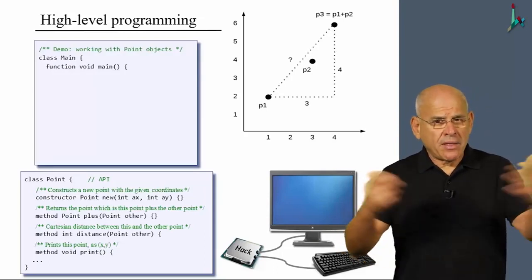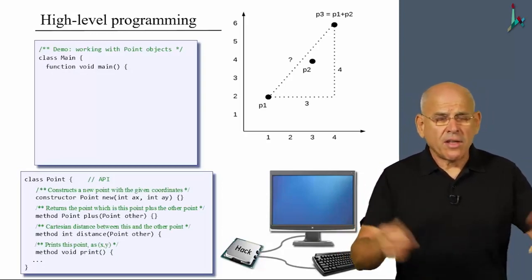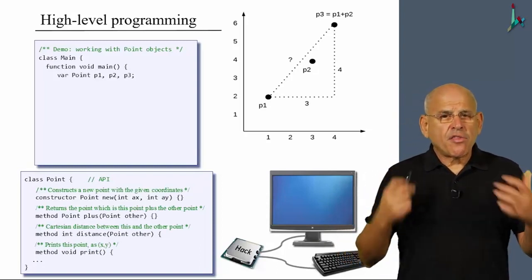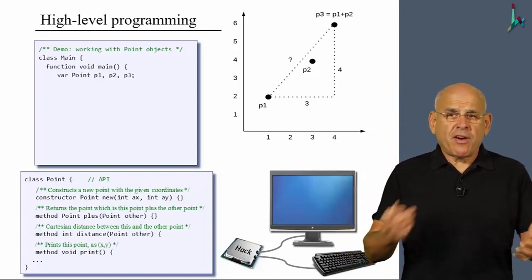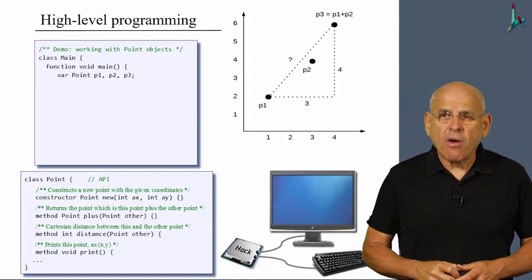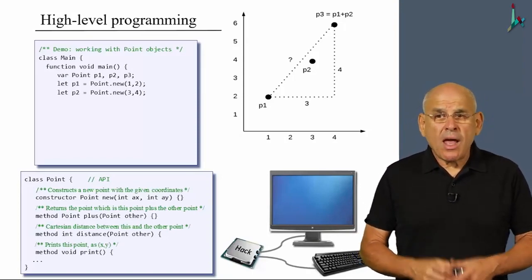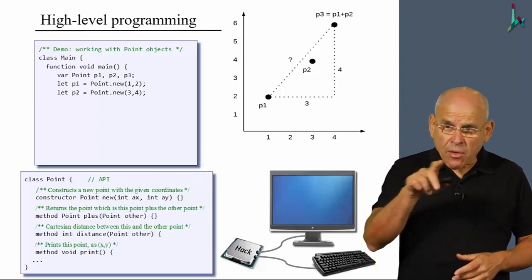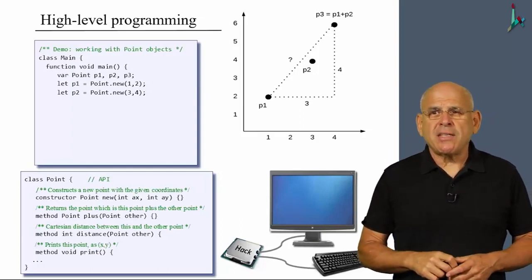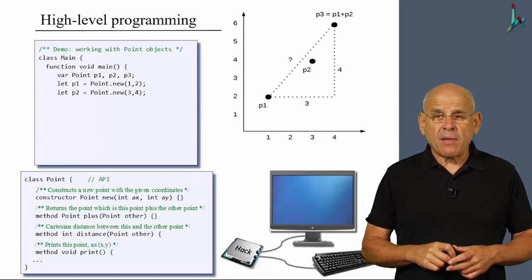So I open my text editor and I write these lines of code. I define a new class, I call it Main, a new function, which is also called main. And then I declare three object variables called P1, P2, and P3. The type of these variables is Point. And then I go on to construct P1 and P2. I know how to do it because I have the API. So I read the constructor signature, and based on this, I initialize and construct these two points and assign them to the object variables P1 and P2.